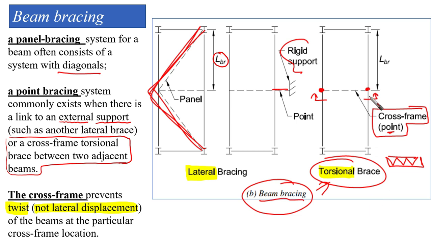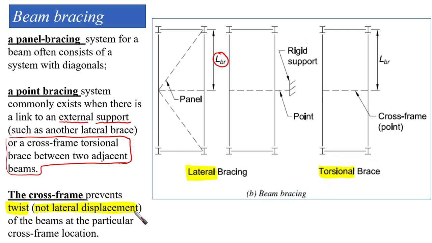Because the beam, if we look here, is something like this. If there are loads, even if they are vertical, it may experience what we call lateral torsional buckling, or it may experience some torsion. So we are going to provide something that is going to prevent this beam from torsion. We call it a torsional brace. So the cross frame prevents twist. We call it twist, not lateral displacement. Take care, because they are totally different here.